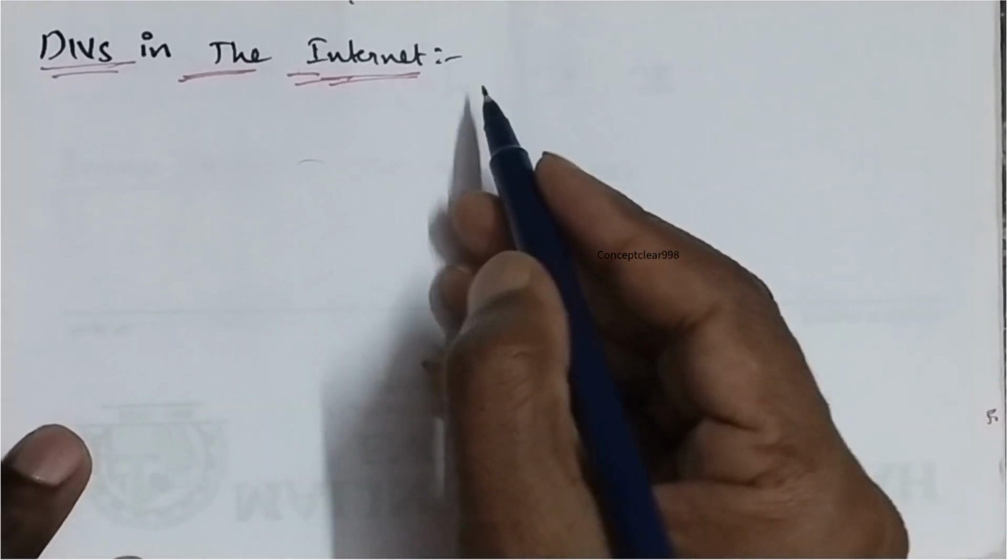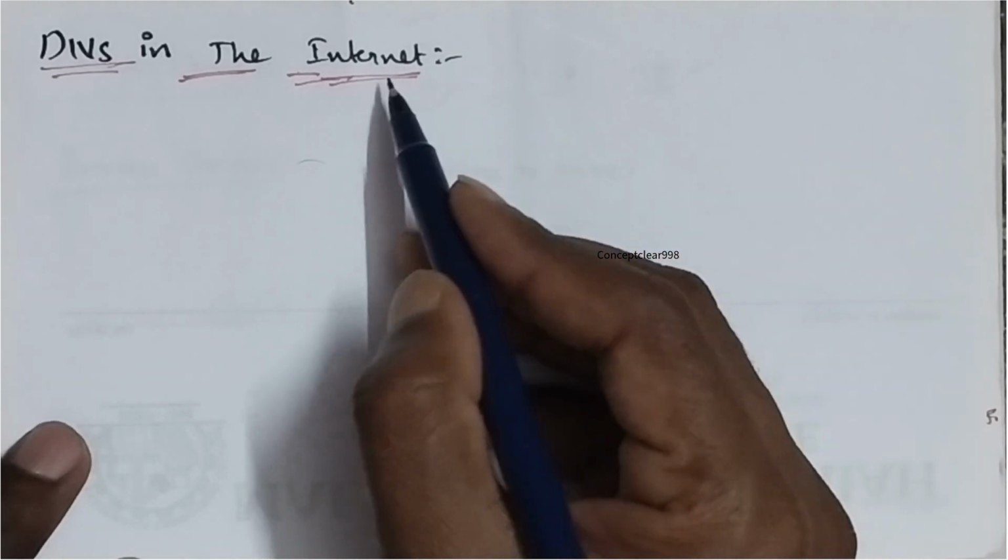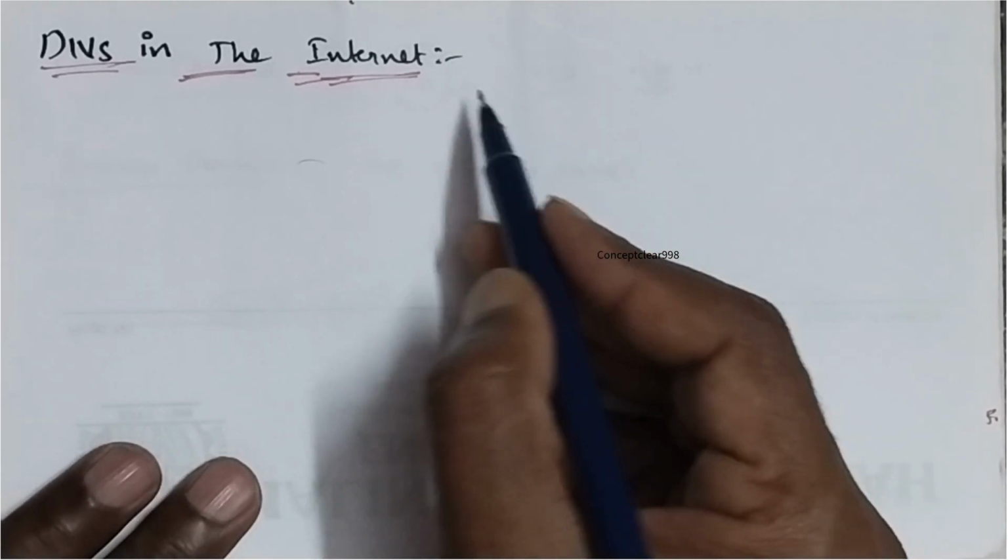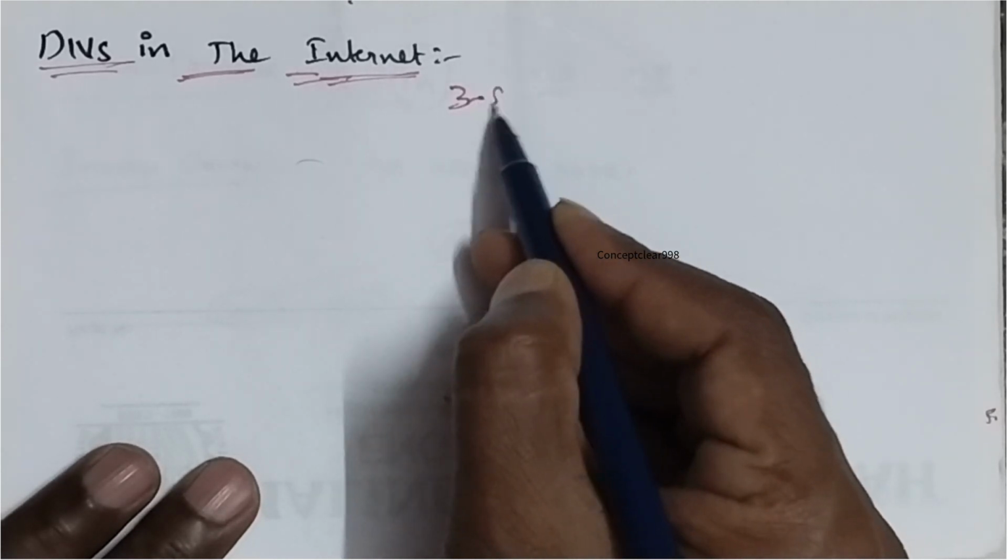In today's class, we'll study about DNS in the internet. What does DNS in the internet mean? DNS is a protocol that can be used in different platforms. In the internet, the domain namespace tree is divided into three different sections. What are the three different sections here?